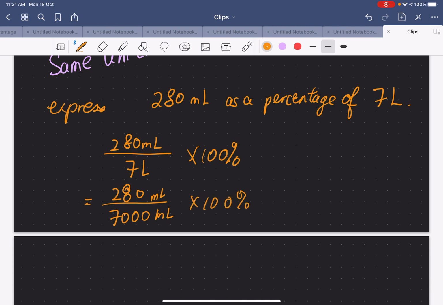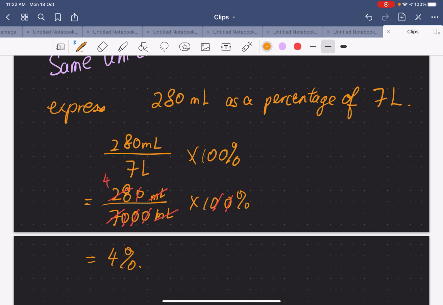We do the same thing by cancelling out the unit because they are the same. Try to do as much cancelling as possible so that we don't have to do much. And then it's 4. Now what we're left with, we find the answer will be 4%. So 280 mils will be 4% of 7 liters.